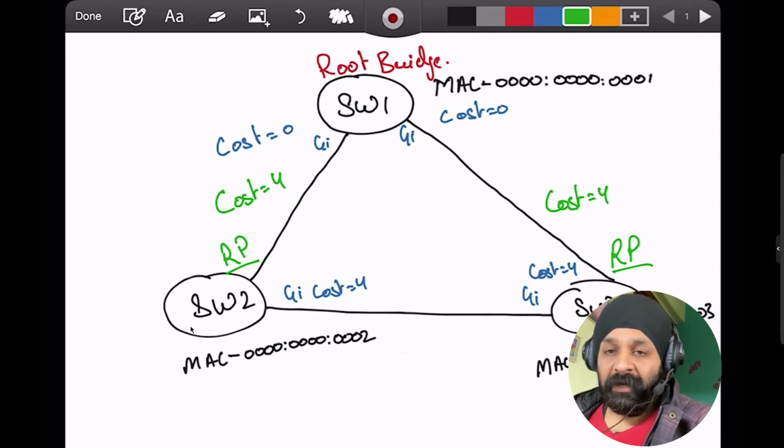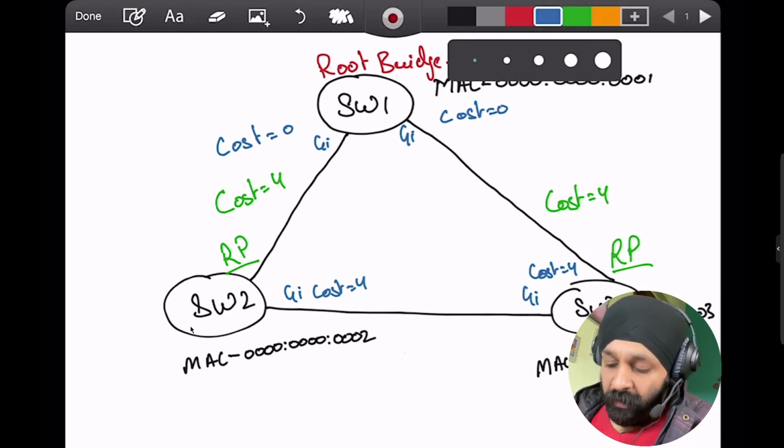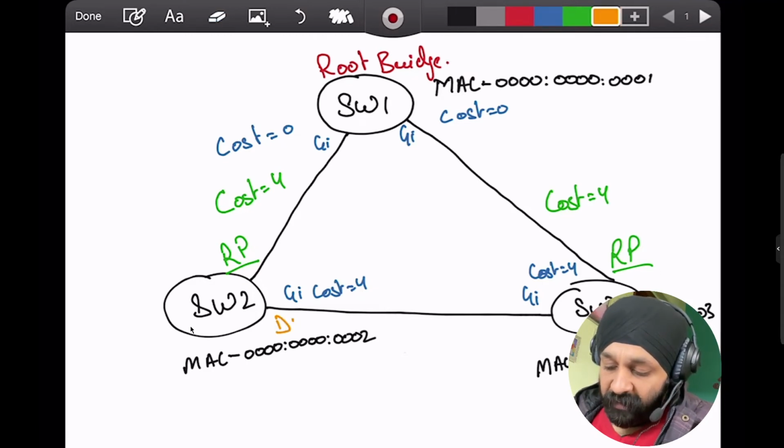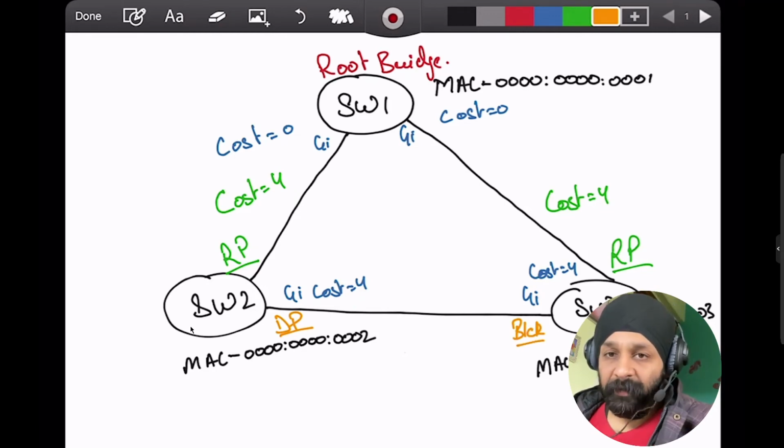So the second tiebreaker here is which of the switches is broadcasting a better bridge ID. In this case, switch 2 is broadcasting a better bridge ID. Therefore, this port will become the designated port and this port will go into block. Again, this is a step-by-step process.